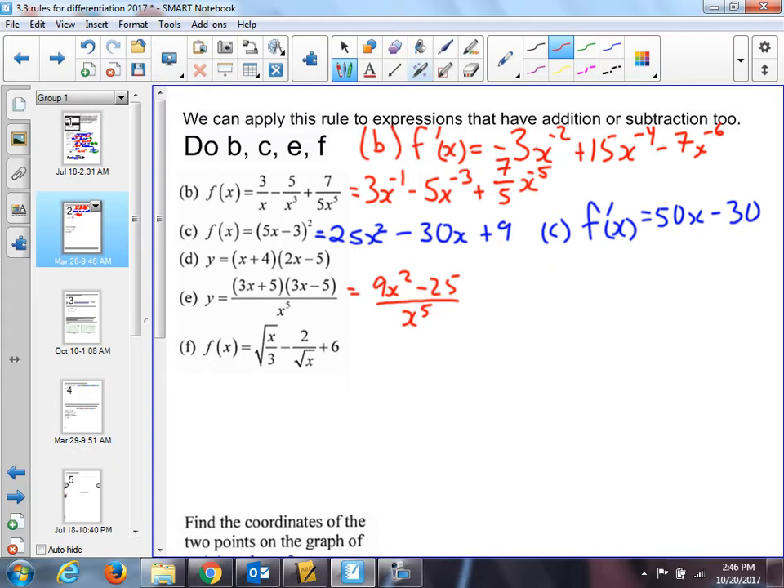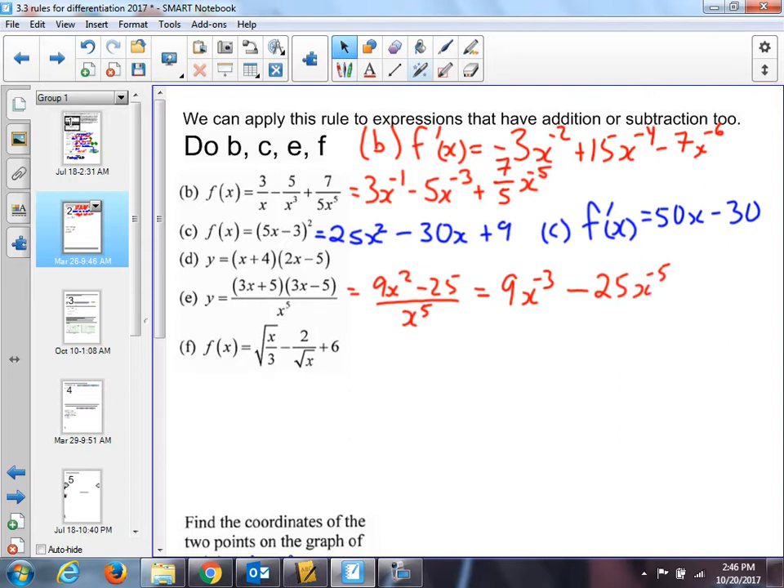I can't do this, though. I don't have a rule yet for division. Distribute the division then, right? And so 9x squared divided by x to the 5? Yeah. 9x to the negative 3. And I know where you're ahead of us, and that's good. Minus 25x to the negative 5. I haven't done any calculus yet, right? Just manipulation. So then, to finish E off, what's my notation? So I'm going to use dy by dx.